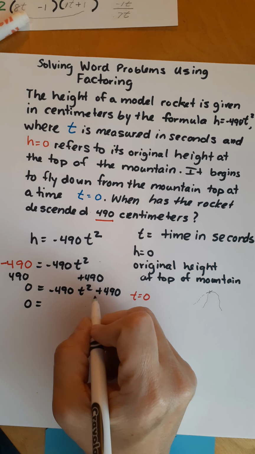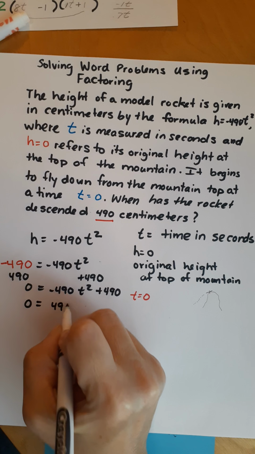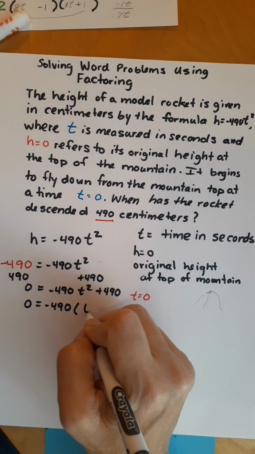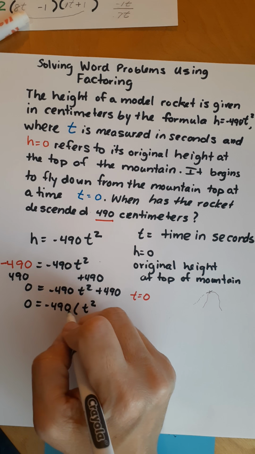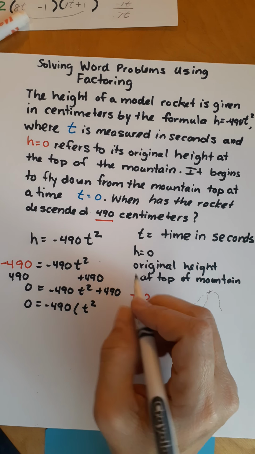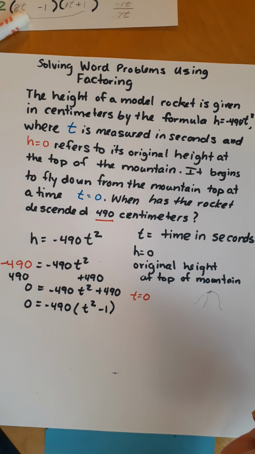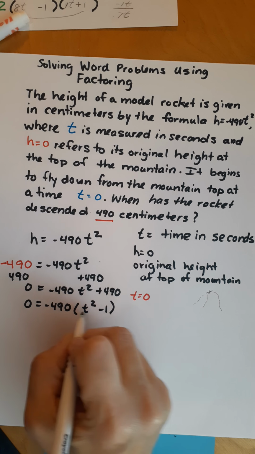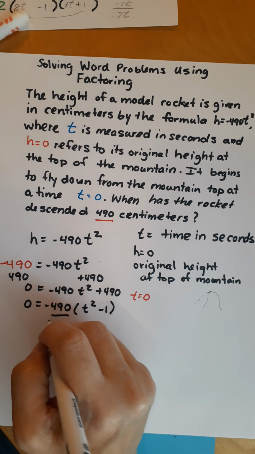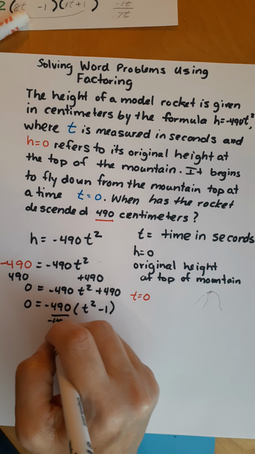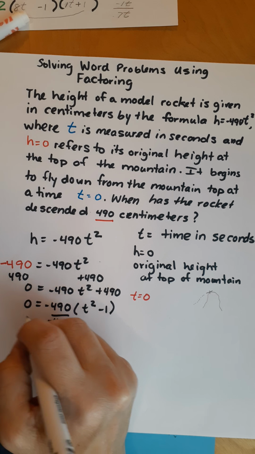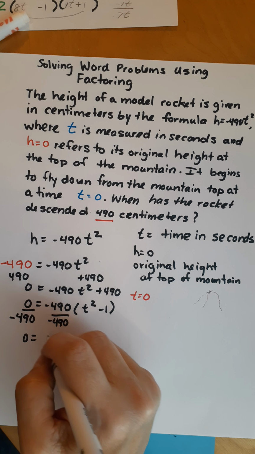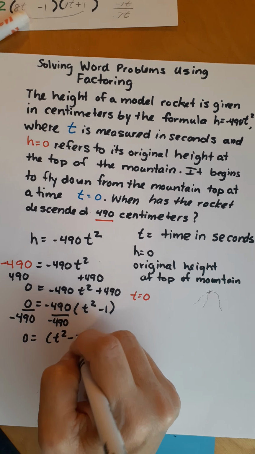What do these two have in common? Do I have a common factor? Yeah, it's 490. And I'm going to take out the negative because I don't like negatives. And that's going to leave me with t squared. Negative 490 times what gives me positive 490? Minus 1. Okay? Now, I want to get this alone. So this is in parentheses. I'm going to go ahead and use division property of equality. That gives me 0 equals t squared minus 1.